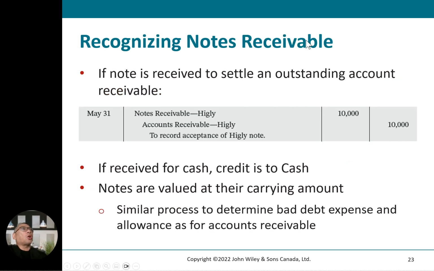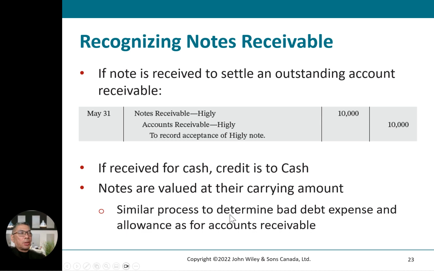Okay. Recognition of notes receivable. If the note receivable is accepted to settle a receivable, you book it May 31st here: notes receivable, Highly, 10,000 debit, and accounts receivable, Highly, 10,000 credit, to record acceptance of the Highly note. If cash is received or credit is given for cash, notes are valued at their carrying amounts.